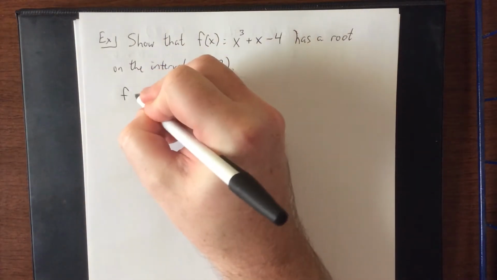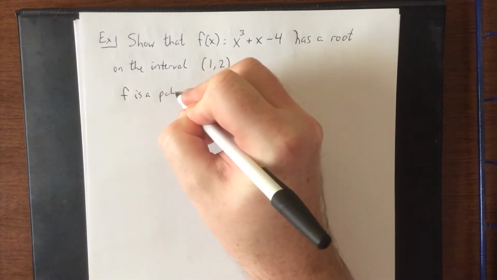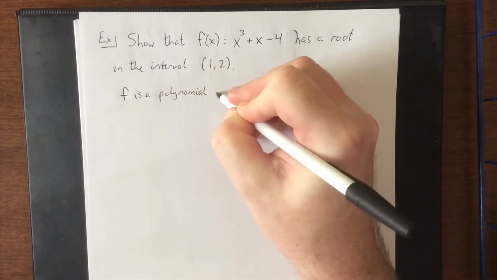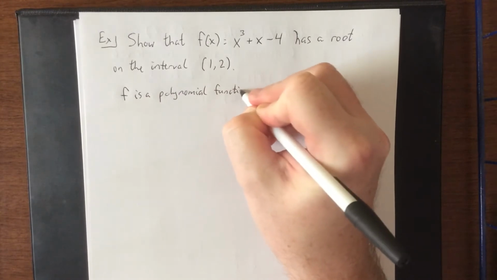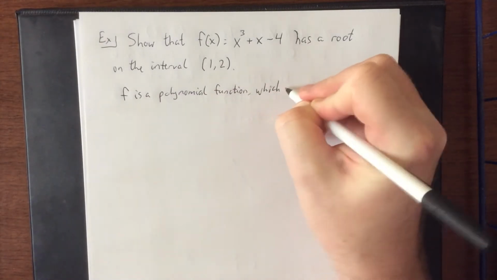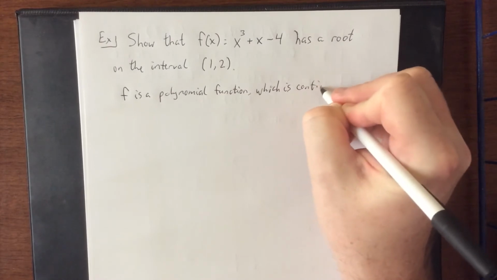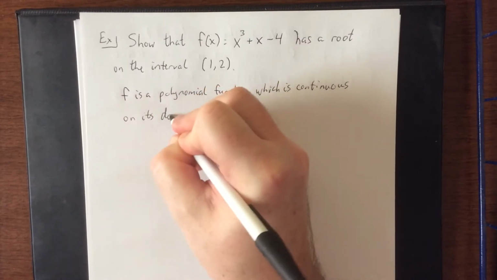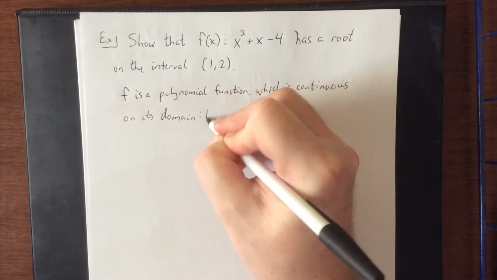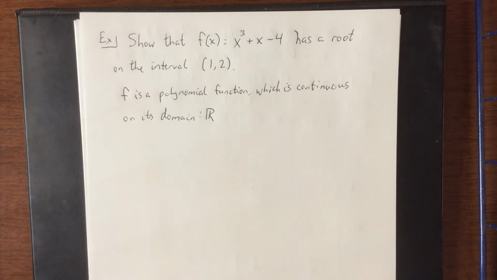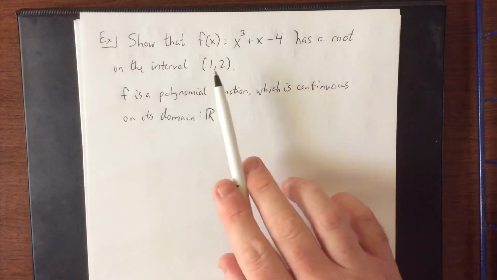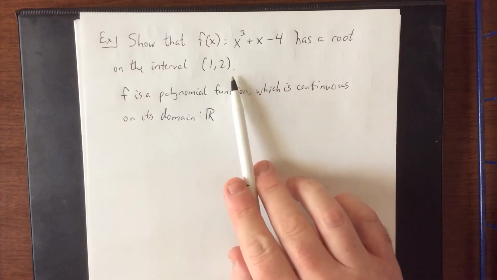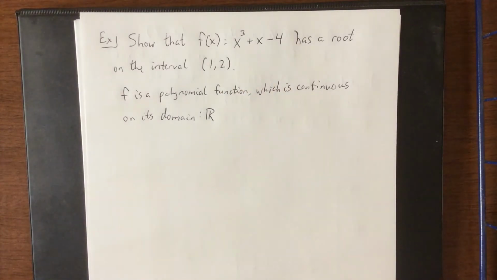So first thing to note is that f is a polynomial function, which is continuous on its entire domain. The domain of a polynomial function is all real numbers. So the first part of the intermediate value theorem is to show that the function is continuous on the given interval. Well, the given interval is from 1 to 2, and 1 to 2 is definitely within all real numbers.